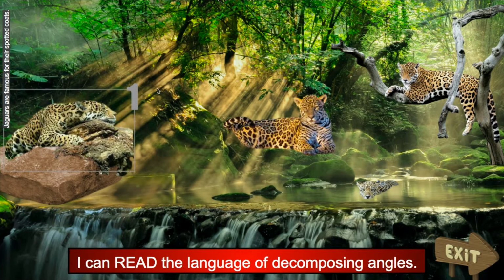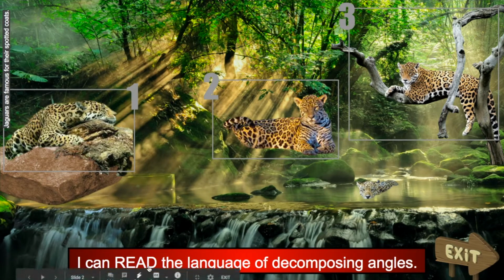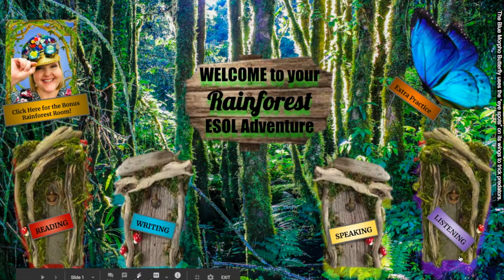As students enter the reading room, they see boxes 1, 2, and 3 pop up over the first, second, and third links they should click on. I use it for opener, mini lesson, and activity or ticket out the door. There's also a standard at the bottom. It's our language standard. It includes the domain, reading, and the content topic, decomposing angles. And then there's a fact on the side about jaguars.